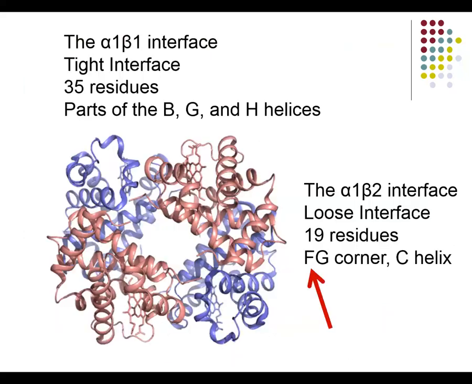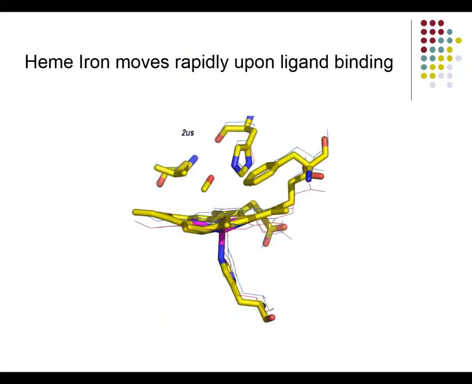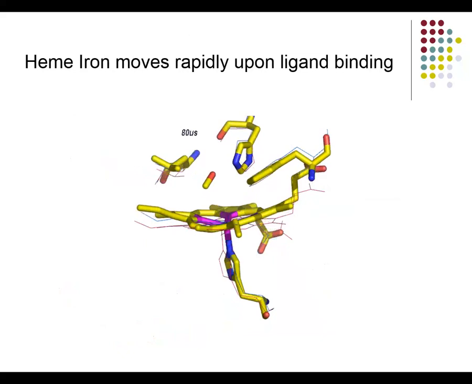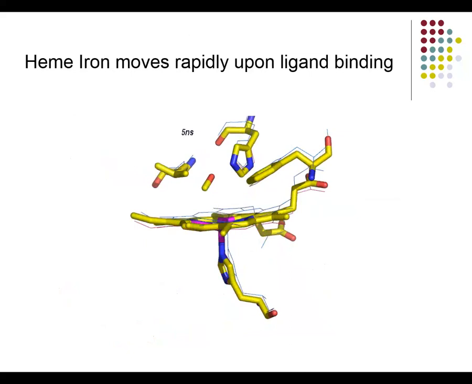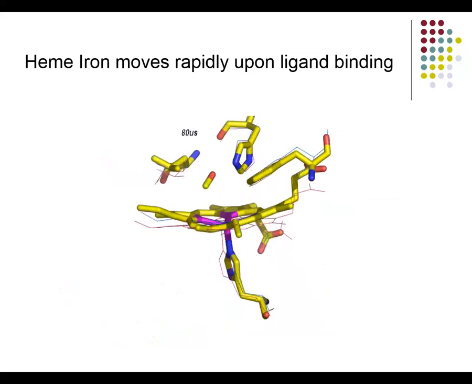And again, this is because you have one interface that's very tight and one interface that's very loose. An important point is that the loose interface includes the F helix. If you recall, the F helix is attached to the heme group. So somehow this quaternary structure change is tied to the oxygen affinity of the heme group through the F helix. I'm going to go through some details to explain why this occurs. You don't necessarily need to know the exact mechanism, but you do need to know that the R state has a higher oxygen affinity than a T state.